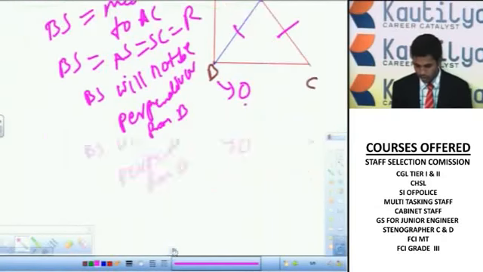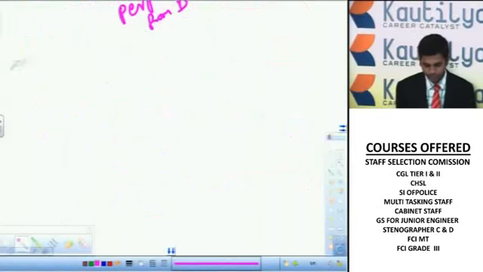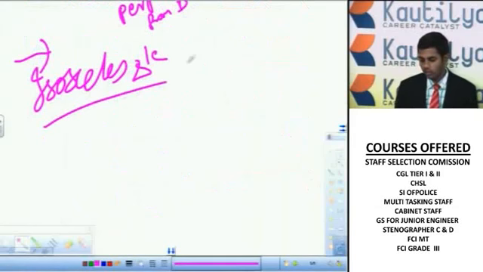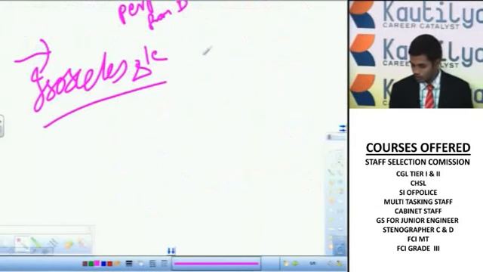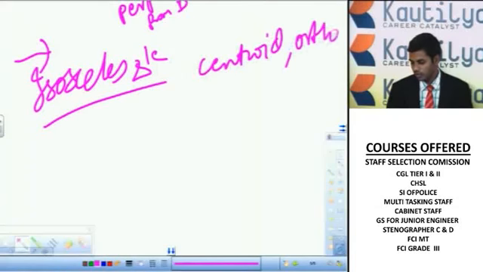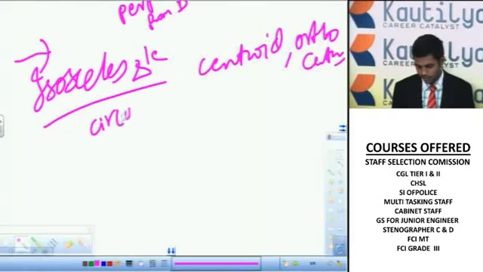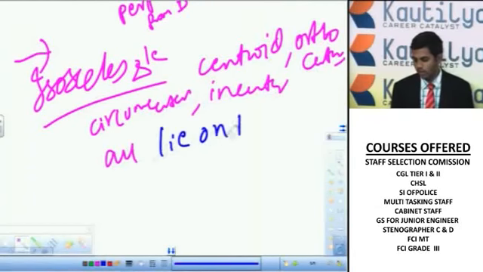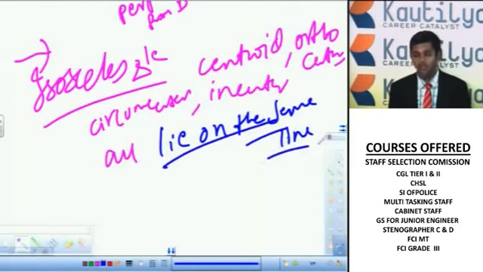Whereas coming to the isosceles triangle, the centroid, orthocenter, circumcenter, and incenter all lie on the same line. This is important.